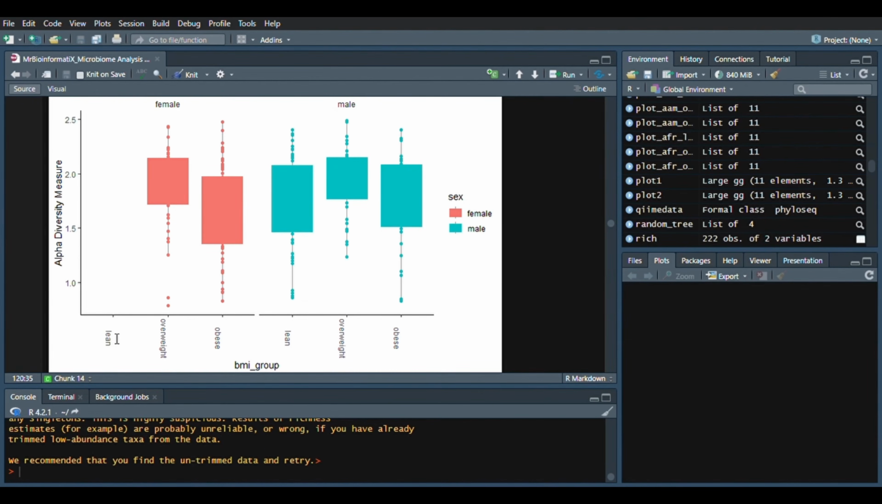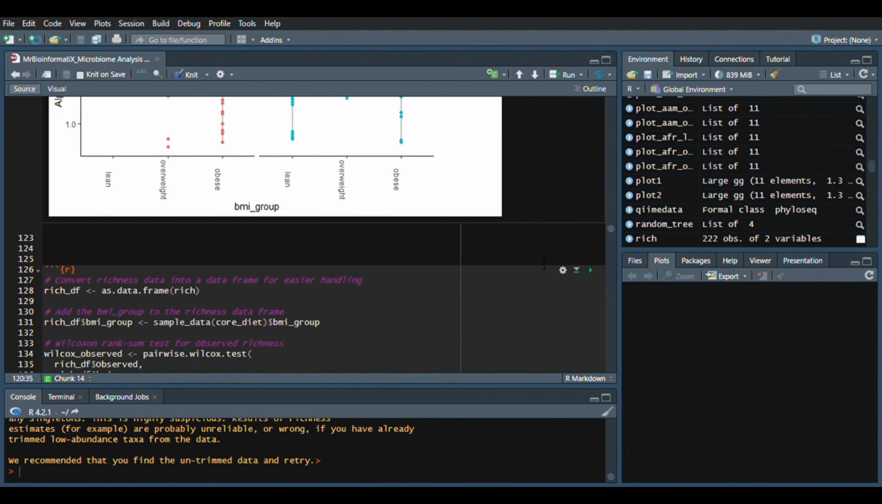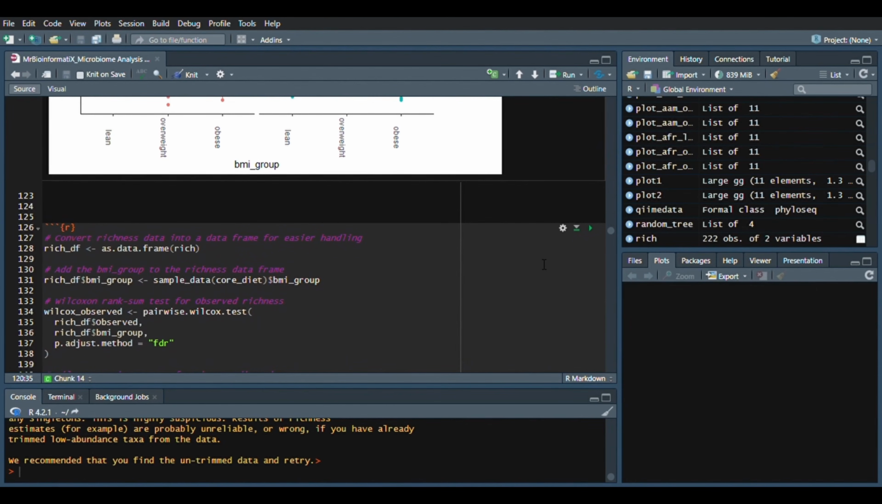So after preparing our microbial richness data, the next step is to assess whether there are significant differences in microbial diversity across the BMI groups. To do this, we can utilize the Wilcoxon rank sum test. It's a non-parametric statistical method suitable for comparing two or more groups when the data may not be normally distributed. We will first convert our richness data into a data frame for easier manipulation. Then, add the corresponding BMI group information. Finally, we will conduct the Wilcoxon rank sum tests for both richness metrics using the false discovery rate method.